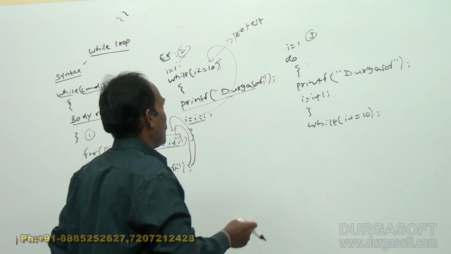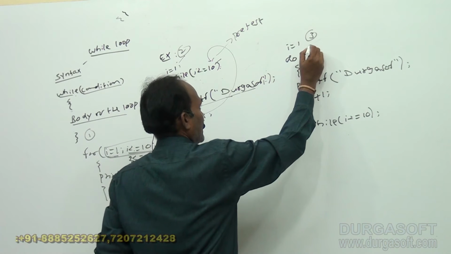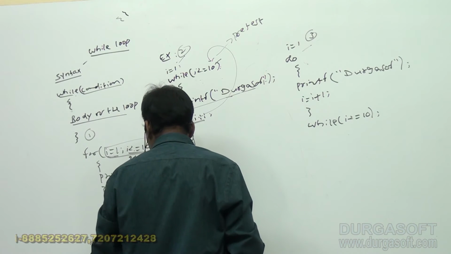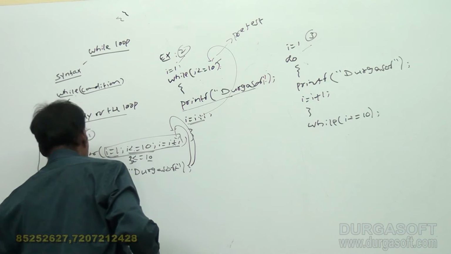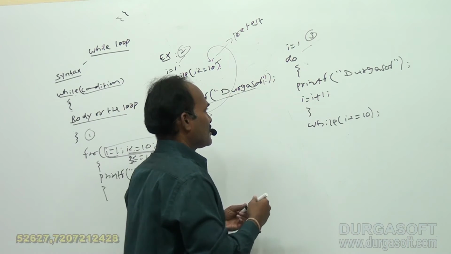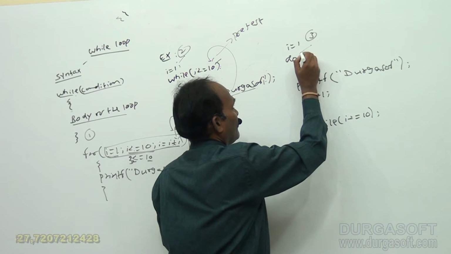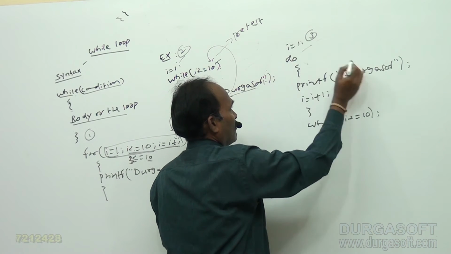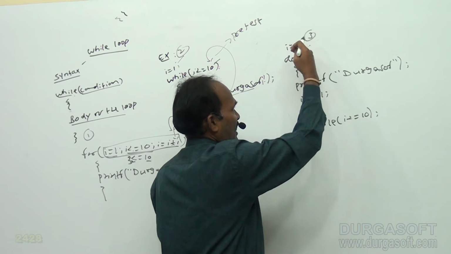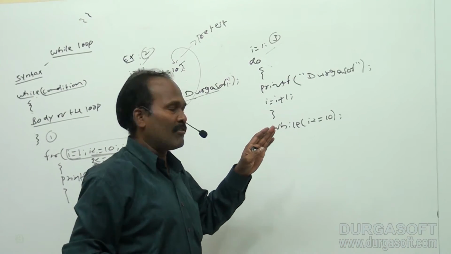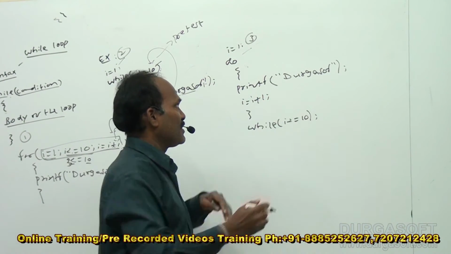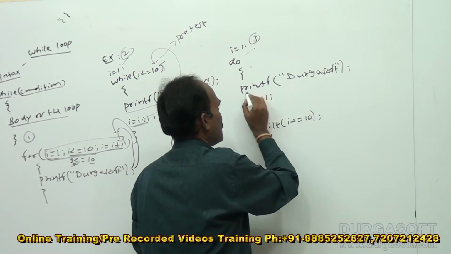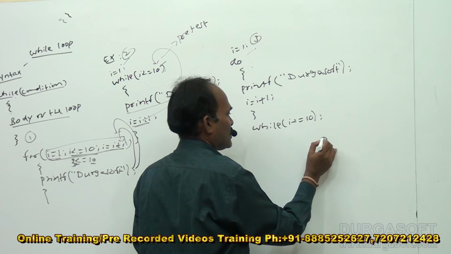Okay. So when coming to the do while loop, see what is happening here. Where have I written the condition? I have written the condition at the bottom part. There is no condition over here. That means when i is equal to 1, without checking any condition, the flow of execution comes directly to this DURGASOFT message, and this message will be printed.